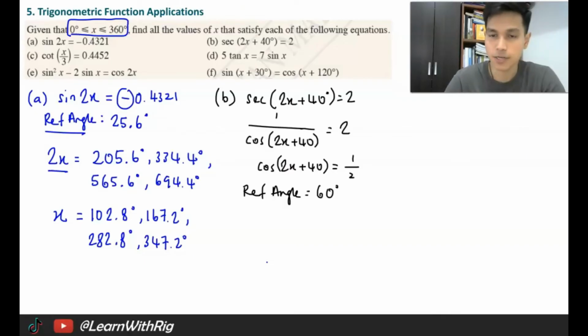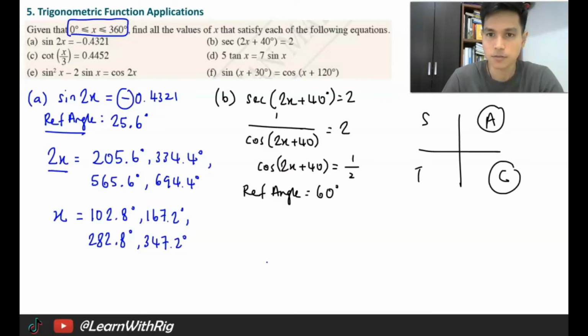This is just your reference angle. So now you have to decide which quadrant this is in. This is a cos and it's a positive cos. So All Science Teachers Are Crazy. Positive means here and here, so first quadrant and fourth quadrant. Since you found 60 degrees, you know in the first quadrant it's going to be here, 60 degrees.